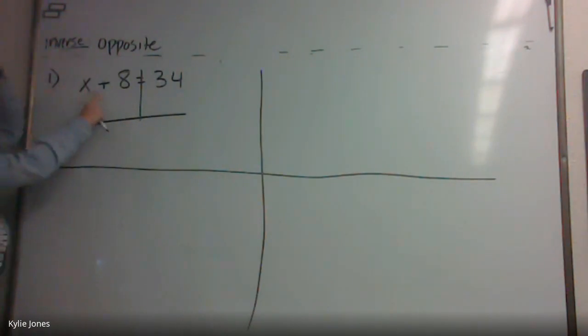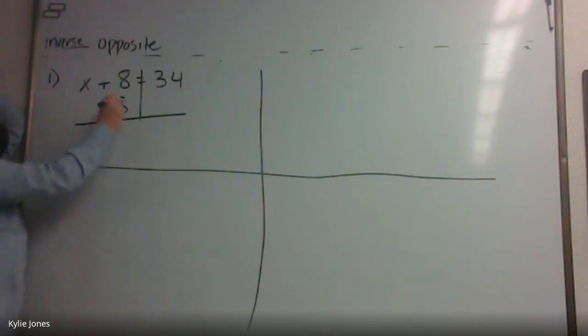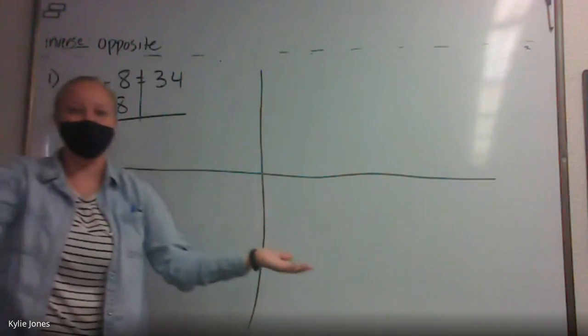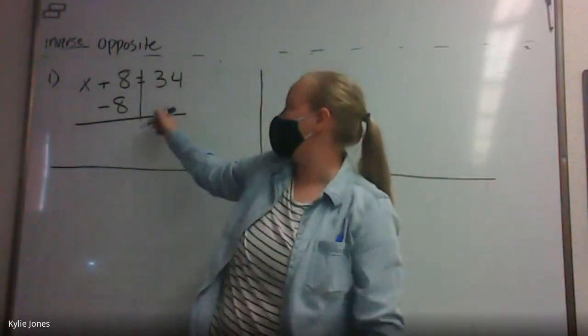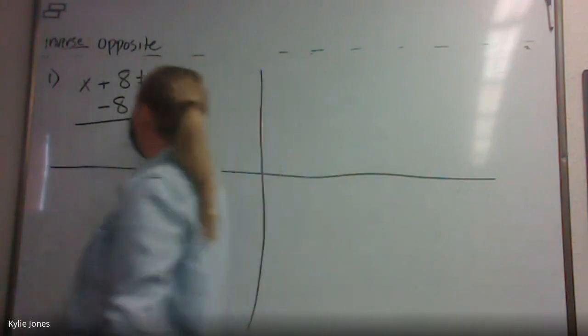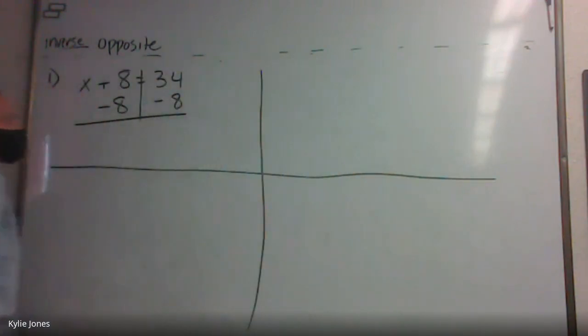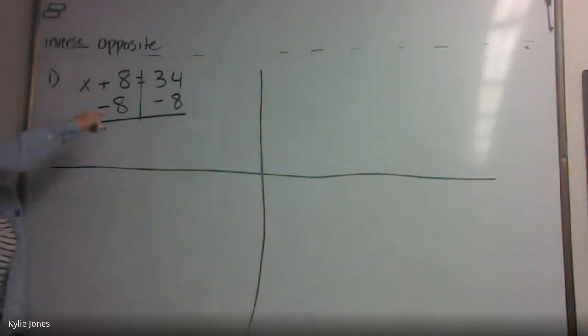So if this is adding 8, how do I get rid of it? We need to subtract 8. And remember, it's like a balance beam. If I subtract 8 on one side, what do I have to do on the other side? Subtract 8 on this side as well. What else? We have to write down the inverse.